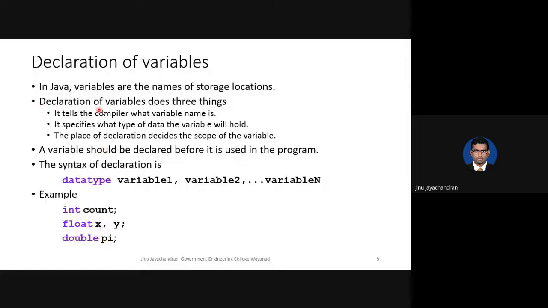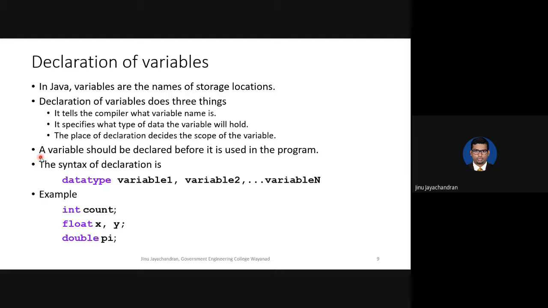Okay, so declaration of variables does three things basically. It tells the compiler what the variable name is: count, x, y, pi, etc. It specifies what type of data the variable will hold. For example, if you declare it as int, it will hold only integer values. The place of declaration decides the scope of the variable. For example, if you are declaring this inside the main function or the main method, then you cannot access this variable outside the main method. So the scope or the boundary of the variable is within the declaration or the curly braces of the main. Okay, so that also is set by the variable declaration.